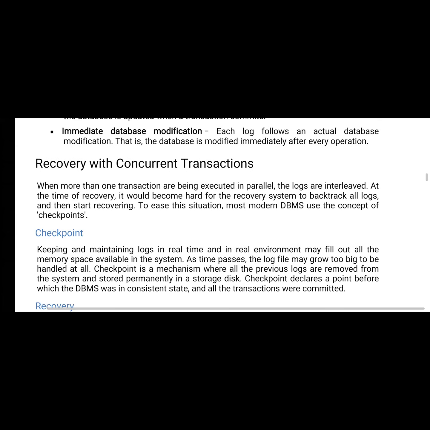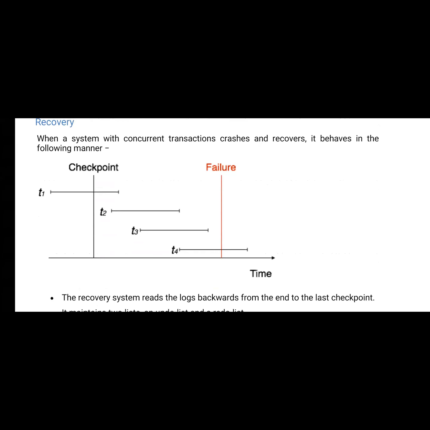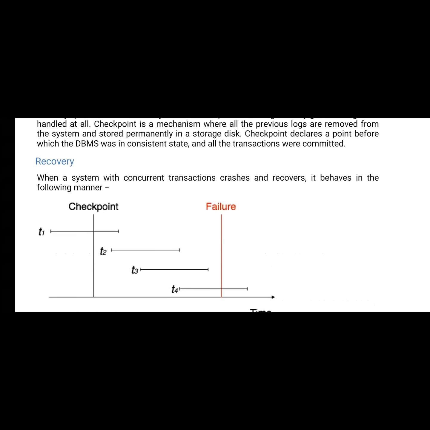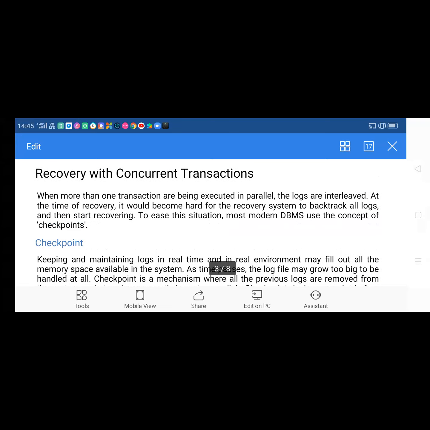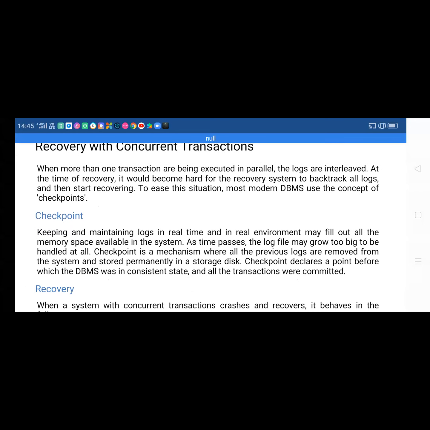So next, we will discuss the recovery with concurrent transactions. When more than one transaction is being executed in parallel, the logs are interleaved. So at the time of recovery, it becomes hard for the system to backtrack all the logs and then start recovery. To ease this situation, most modern DBMS use the concept of checkpoints.